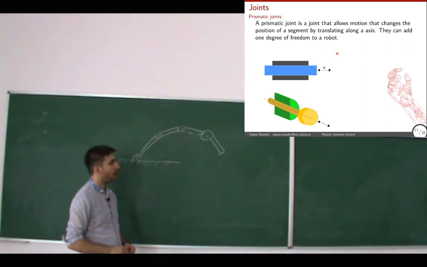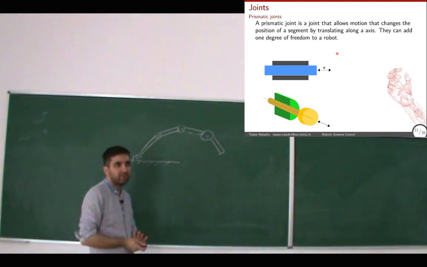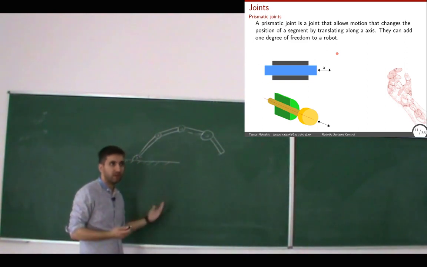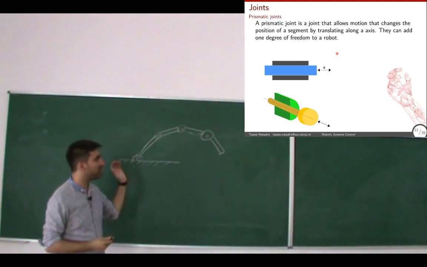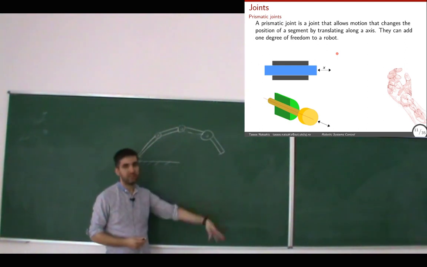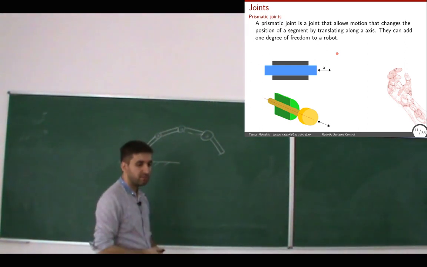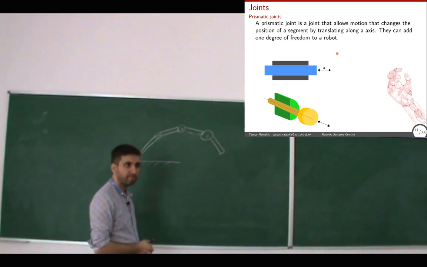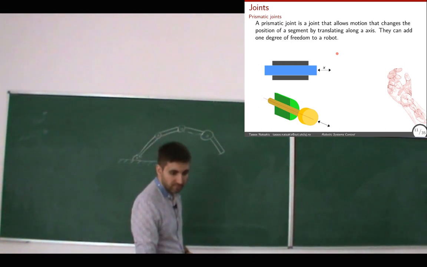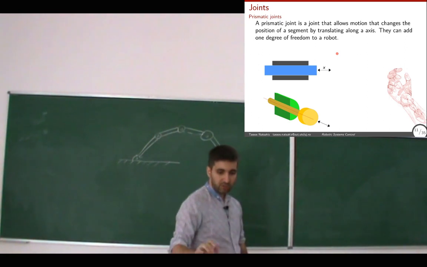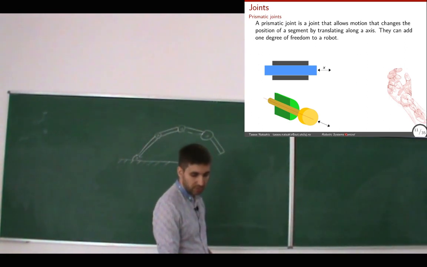But we did not add an extra degree of freedom because there is none to add here. We don't have any more degrees of freedom. So I could add 20 joints here, but I will not add extra degrees of freedom, I would add more flexibility to the robot.